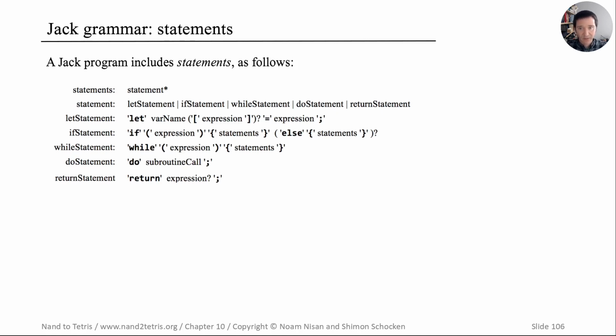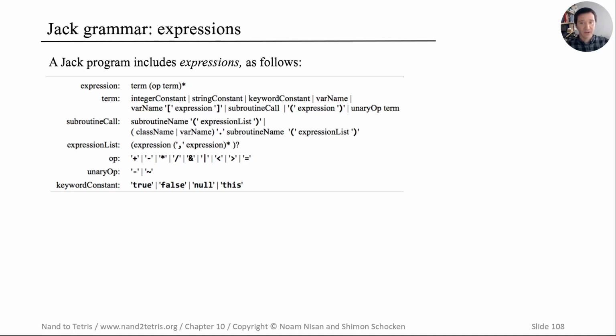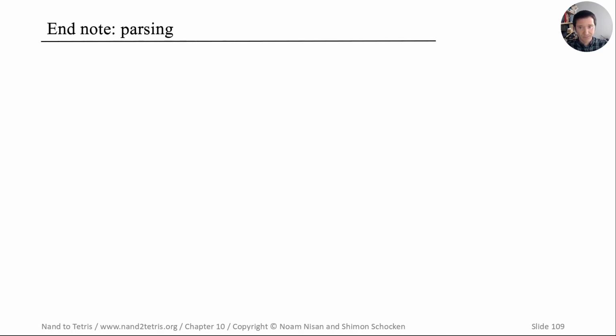Statements. A statement can be 0 or more statements, and that's let statement, if statement, while, do, and return, each of those with their own grammar. Expressions can consist of a term followed by a grouping of an operator and term, 0 or more of those, but you have at least one term. And terms are things like integer constants, string constants, keywords. Ops or operators are plus, minus, just some standard symbols we know, and of course some of the keyword constants such as true and false.